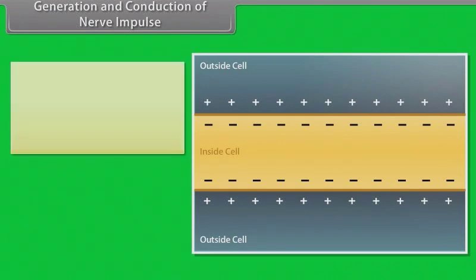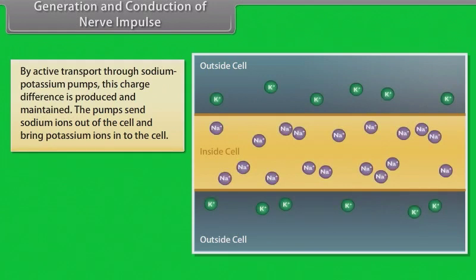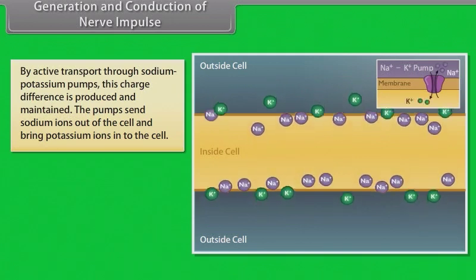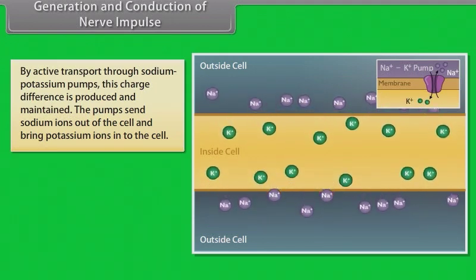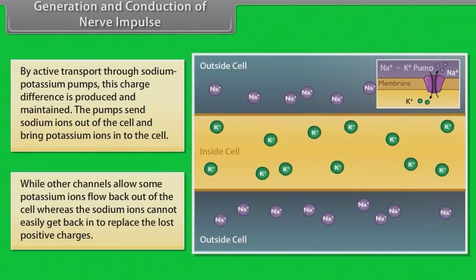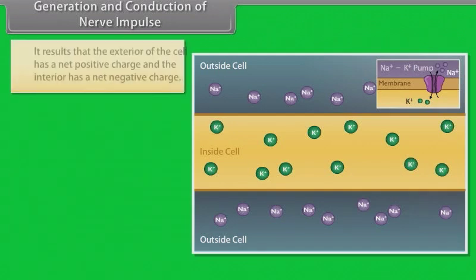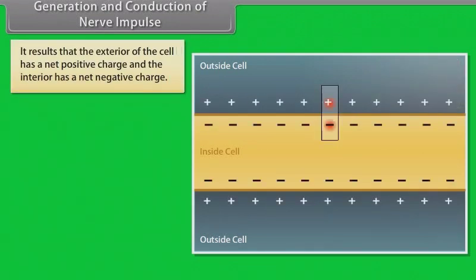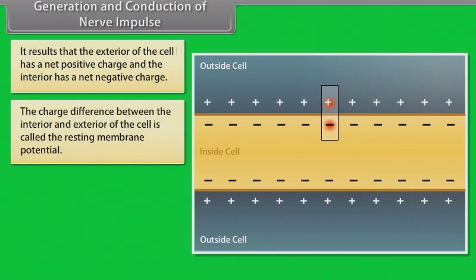is at rest. By active transport through sodium-potassium pumps, this charge difference is produced and maintained. The pumps send sodium ions out of the cell and bring potassium ions into the cell, while other channels allow some potassium ions to flow back out of the cell, whereas the sodium ions cannot easily get back in to replace the lost positive charges. It results that the exterior of the cell has a net positive charge and the interior has a net negative charge. The charge difference between the interior and exterior of the cell is called the resting membrane potential.